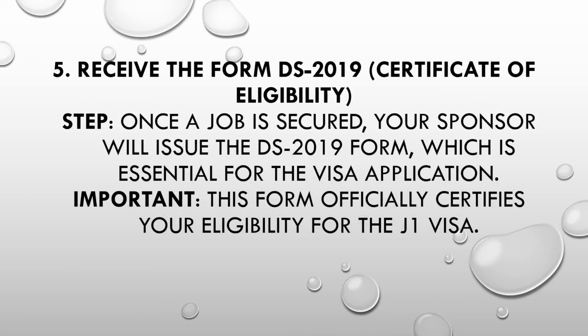Now fifth, when you're successful, you'll receive a form called a DS-2019. This is a certificate of eligibility and it serves as your work permit in the USA. This DS-2019 is also one of the forms that you need for your visa program and to go to the embassy. So this form officially certifies your eligibility for the J1 program.